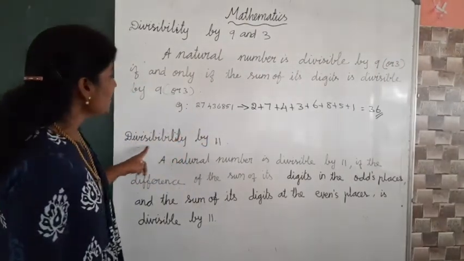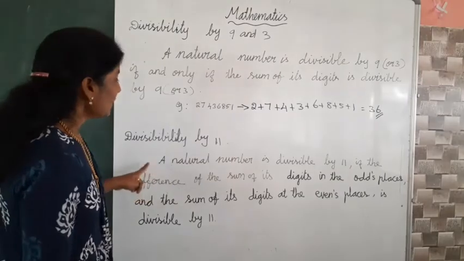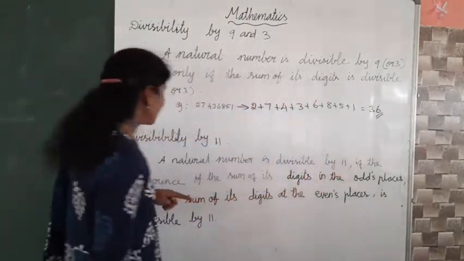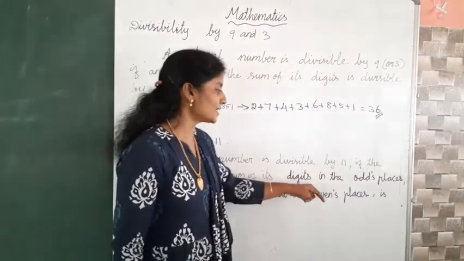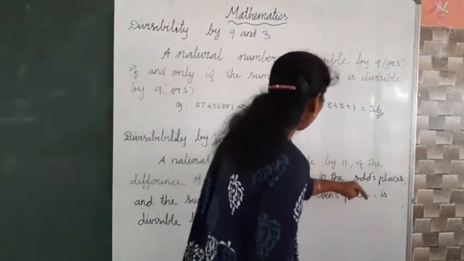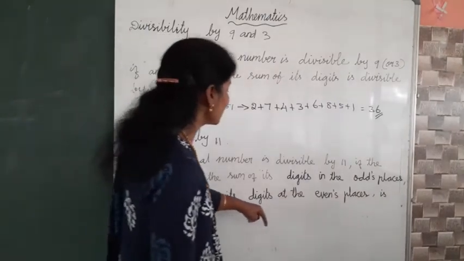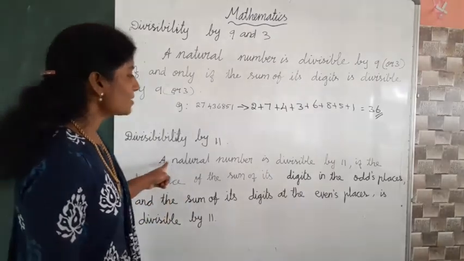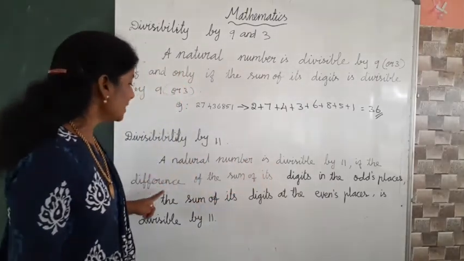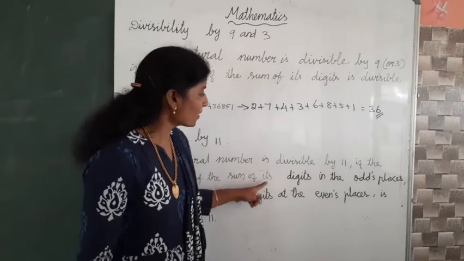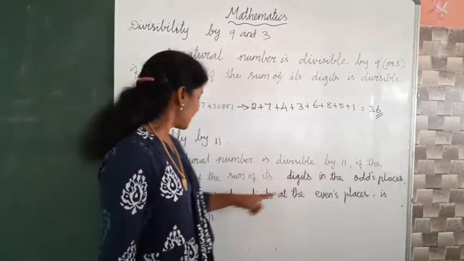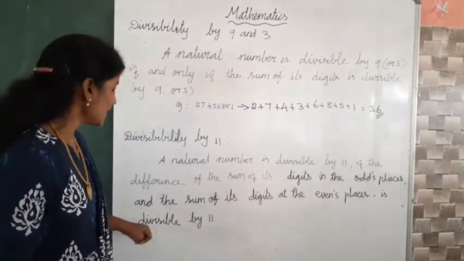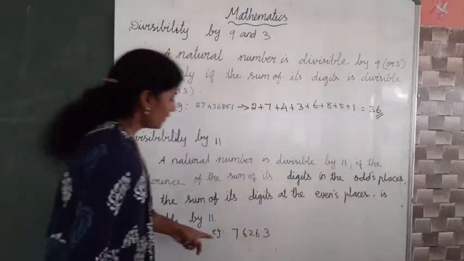Okay, now divisibility by 11. A natural number is divisible by 11 if the difference of the sum of its digits in the odd places and the sum of its digits at the even places is divisible by 11. Now, an example.